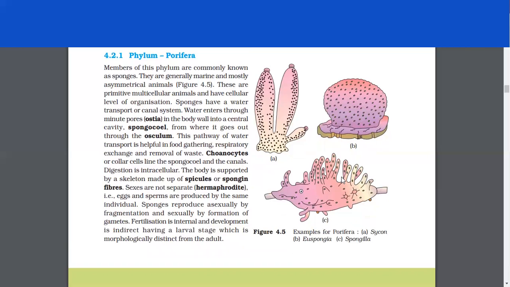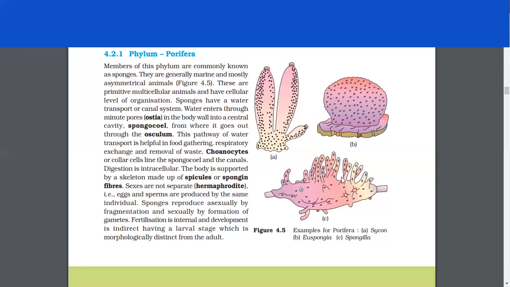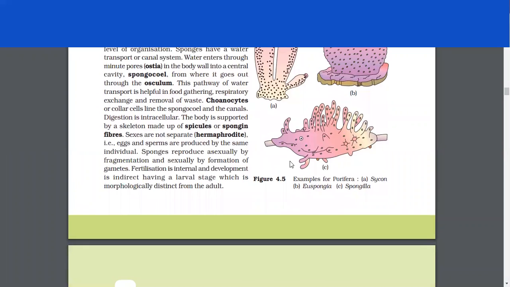Choanocytes or collar cells line the spongocoel and the canals. Digestion is intracellular. The body is supported by a skeleton made up of spicules or spongin fibers. Sexes are not separate, hermaphrodite, that is, eggs and sperms are produced by the same individual. Sponges reproduce asexually by fragmentation and sexually by formation of gametes. Fertilization is internal and development is indirect, having a larval stage which is morphologically distinct from the adult.